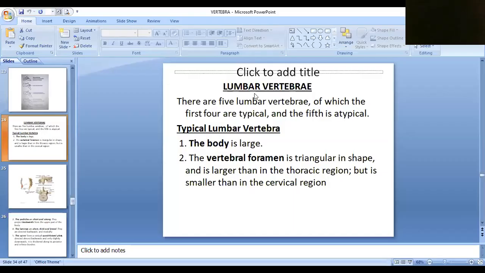Dear students, now we are going to discuss the lumbar vertebrae. What are the features of lumbar vertebrae? In the lumbar region we have 5 vertebrae, out of which the first 4 are known as typical and the last one is known as atypical.